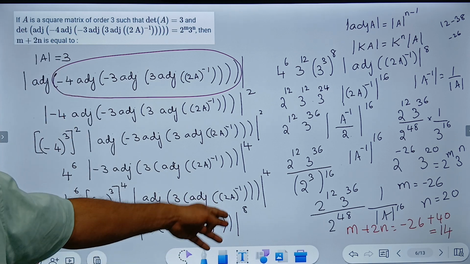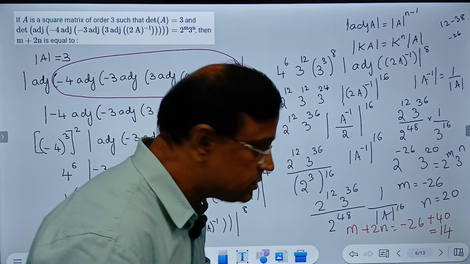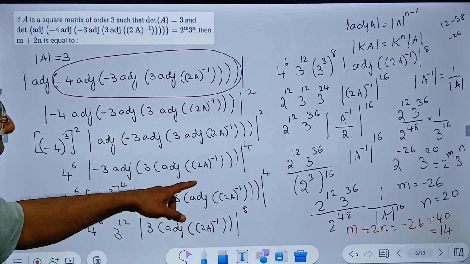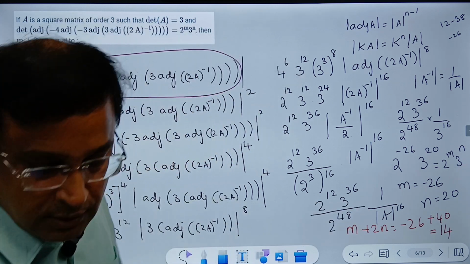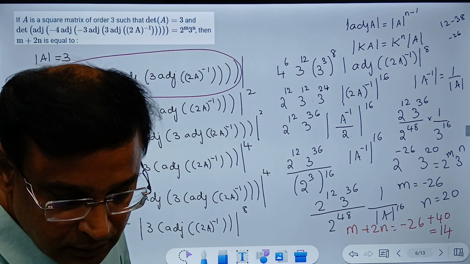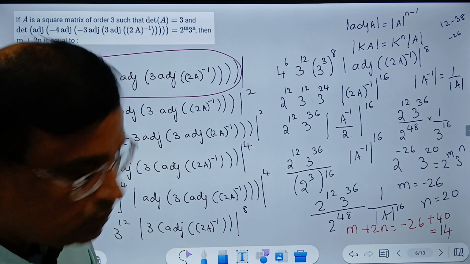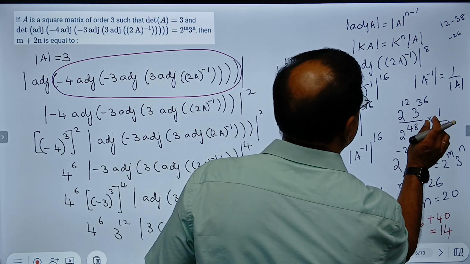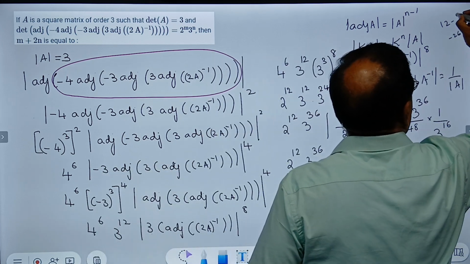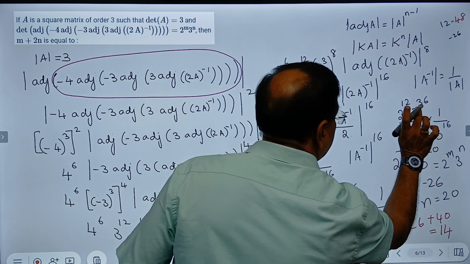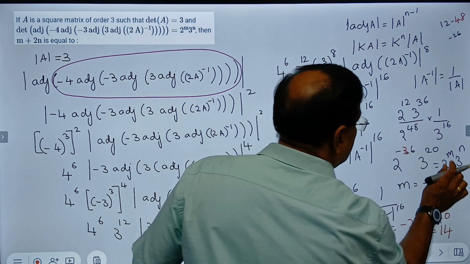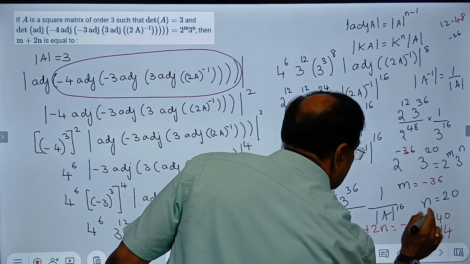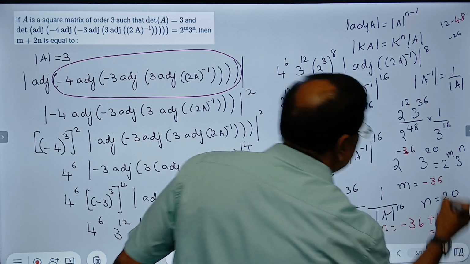You just see if I made any calculation mistake. In case I made, just make the changes. 3 power 16, 3 power 20, 3 power 36, 2 power minus 36 it should be. I think I made a mistake here. It's 48, right? It's 48. So it will be 2 power minus 36. So m will be minus 36. So the answer is 4. Okay, I made a small calculation mistake.